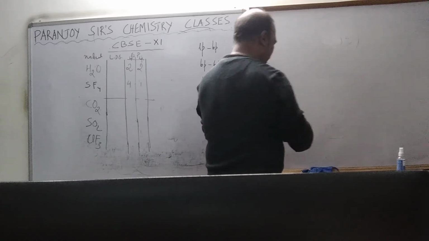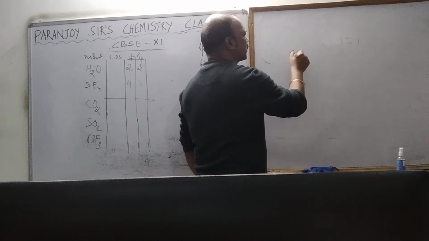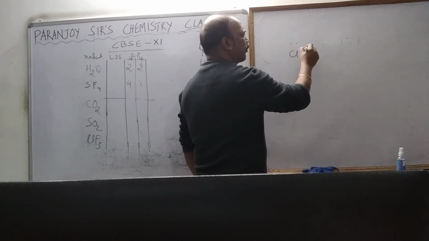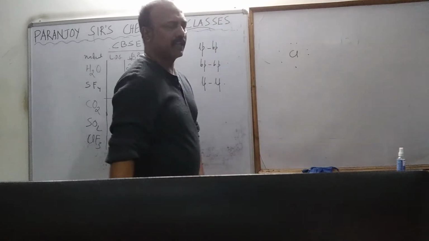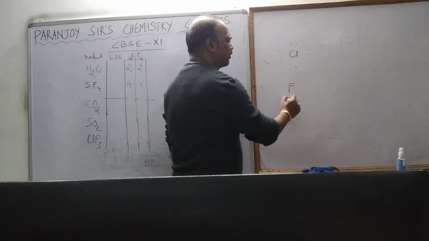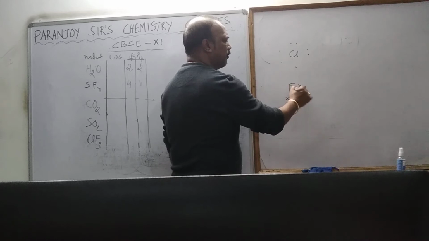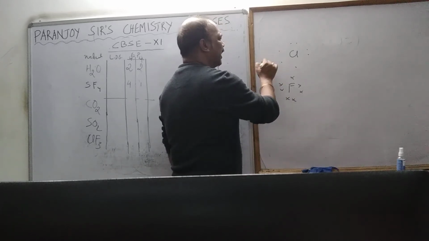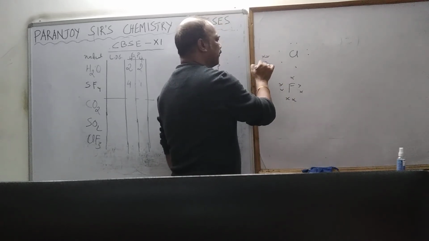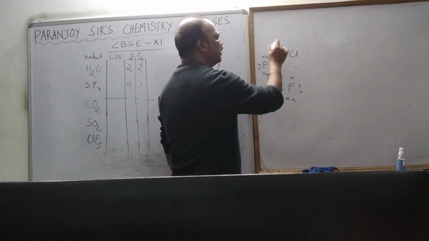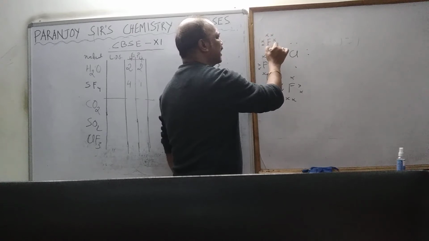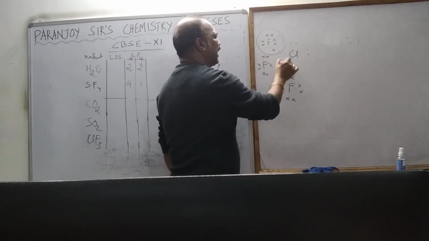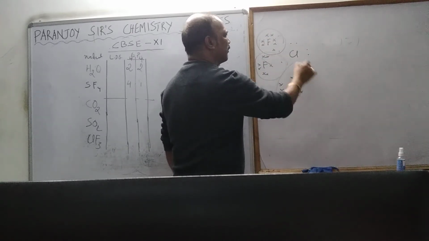Let us see: Cl has 7 electrons. Cl 1, 2, 3, 4, 5, 6, 7. Okay, 7 electrons are there. F has 7 electrons: 1, 2, 3, 4, 5, 6 and 7. The same for each F. So F is becoming 8 everywhere.